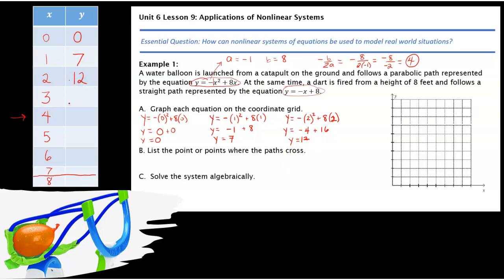Okay. Then going ahead and filling in the rest of the stuff for you. This is a 15, 16, 15, 12, 7, and 0. Next step, we need to go ahead and create our graph. On our graph, our x-axis represents our time, and this time is in seconds. And our y-axis represents our height, and this height is in feet.